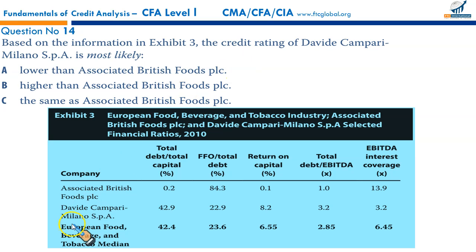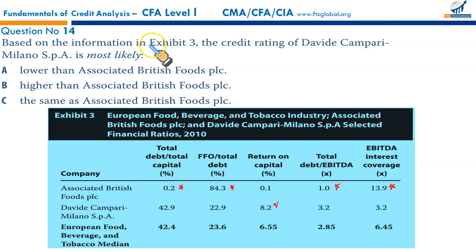This is the firm here compared with Associated British Foods PLC as well as the European Food, Beverage and Tobacco median numbers. Total debt to total capital, this is the best amongst all. Funds from operations to total debt, the best. Return on capital, total debt to earnings before interest, tax, depreciation and amortization, this is the best number here. And EBITDA coverage ratio, the best number is for Associated British Foods.